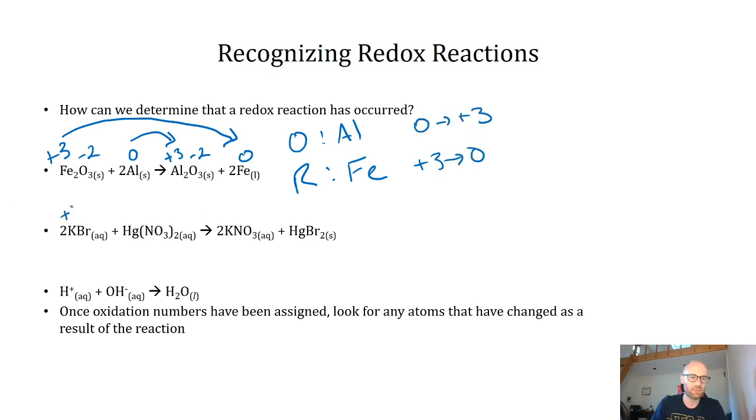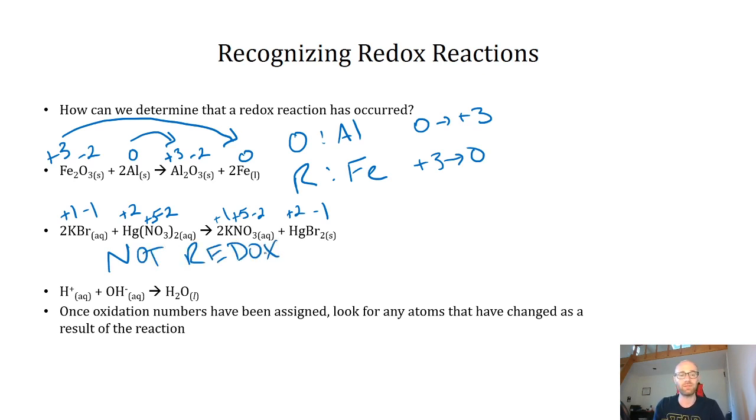Looking at this one, we've got a +1 and a -1. Oxygen's a -2. Unswapped, the mercury's a +2. You end up figuring out that the nitrogen's a +5. That nitrogen's a +5, -2, +1, +2, -1. And if you look and you did your calculations right, nothing changed. So this is an example of a reaction that is not considered redox.